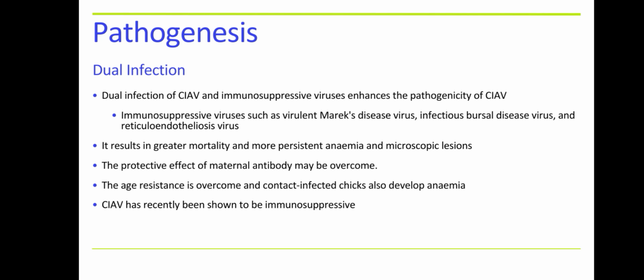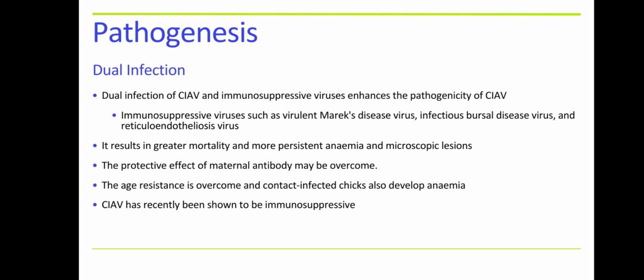Dual infection with chicken infectious anemia virus and immunosuppressive viruses enhances the pathogenicity of the virus. Immunosuppressive viruses such as Marek's disease virus, IBD virus, and reticuloendothelial virus result in greater mortality, more persistent anemia, and microscopic lesions. The protective effect of maternal antibody may be overcome. The age resistance is overcome, and contact-infected chicks also develop anemia.